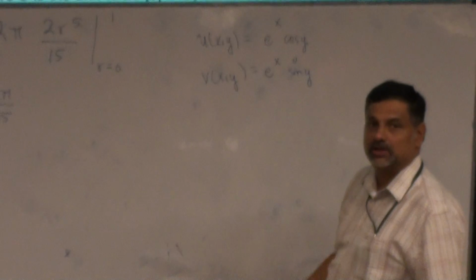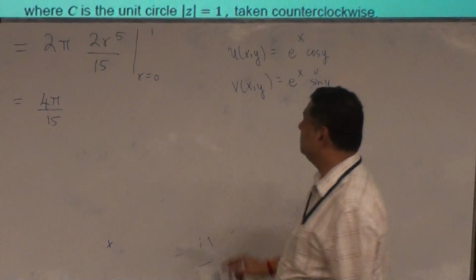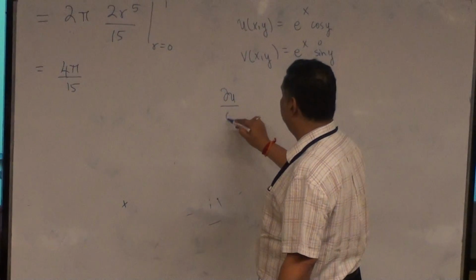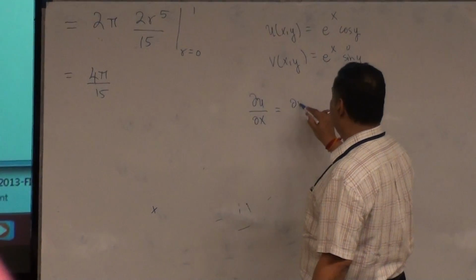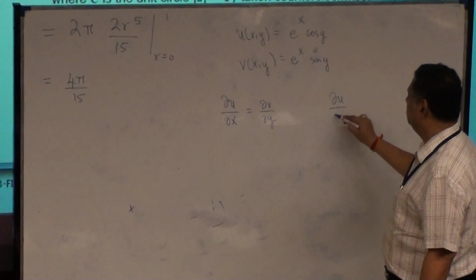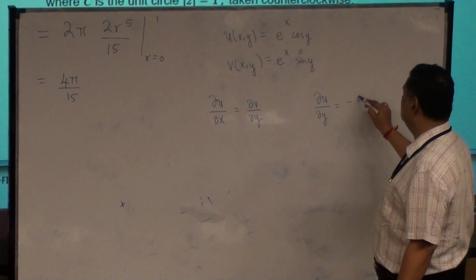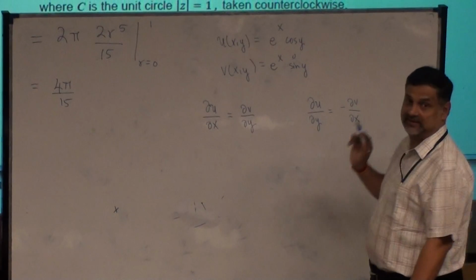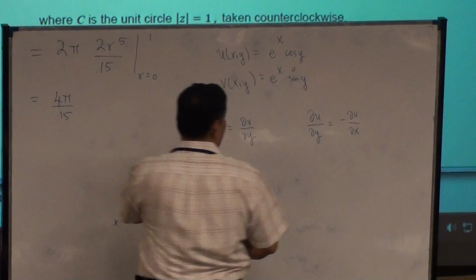In order to determine the Cauchy-Riemann equations, you must have del u over del x equal to del v over del y, and then we must have del u over del y equal to minus del v over del x. So let's verify the first one.